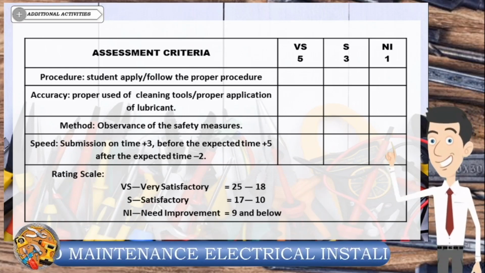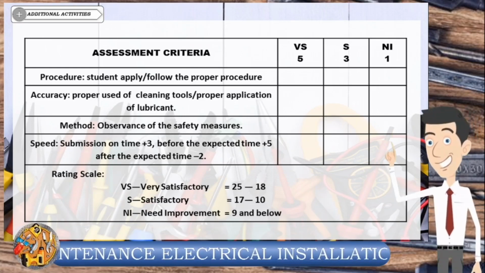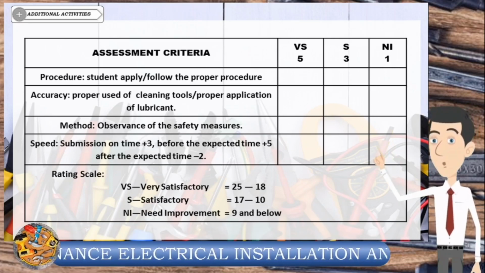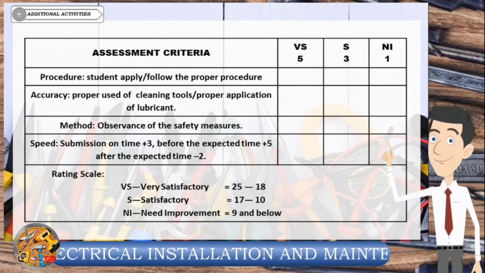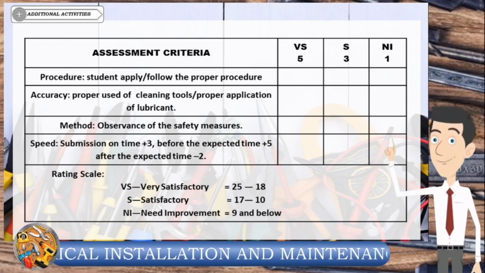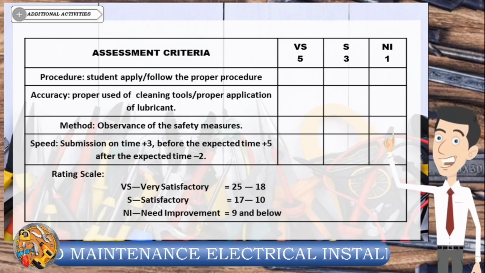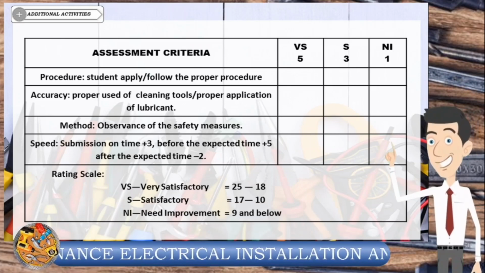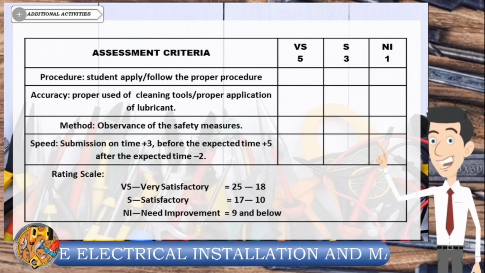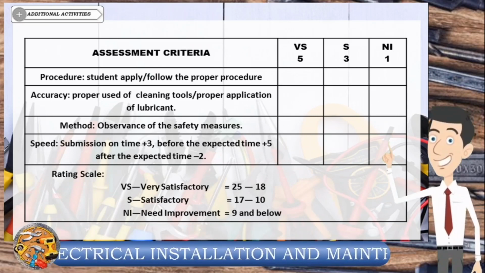Submission on time, you will get an additional 3 points. If you have done your activity before the expected time, you will get an additional 5 points. And if you submit your activity after the expected time, you will be deducted 2 points.